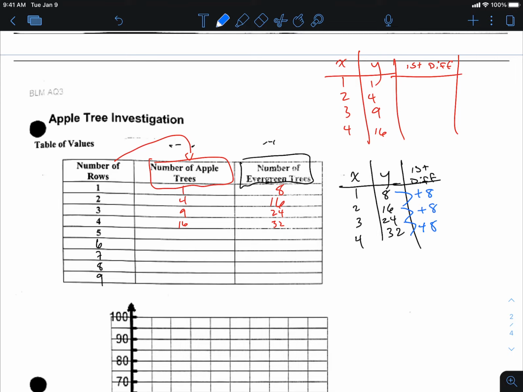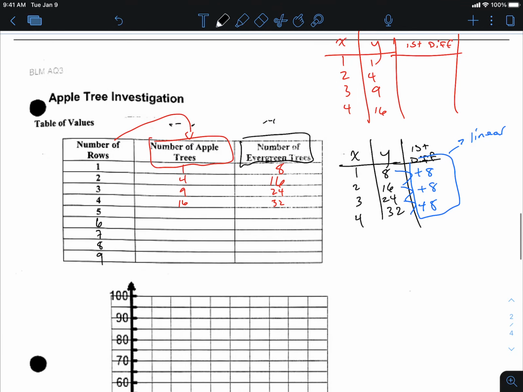Well, something interesting happens there, right? Well, these match. Right? I've got to add 8 each time. That sounds like a line. If I'm adding 8, that sounds linear to me. Adding 8 each time. So then I can go over to the table, right? The evergreens.